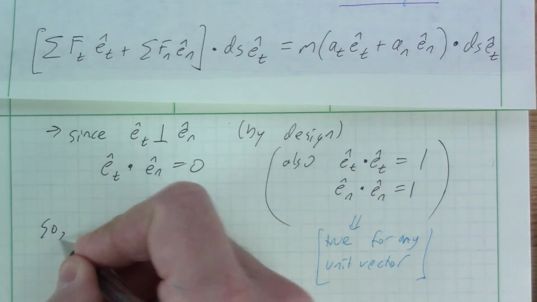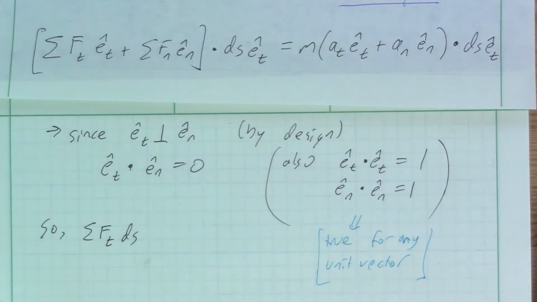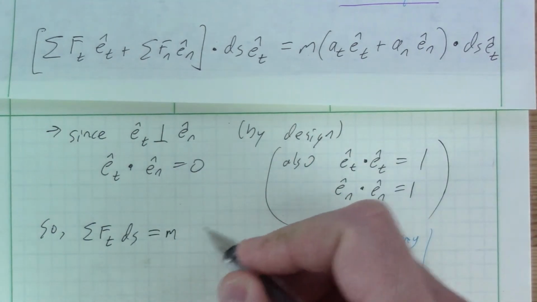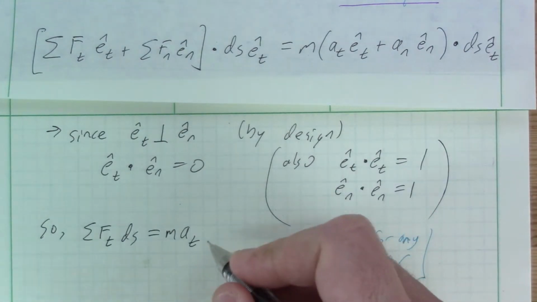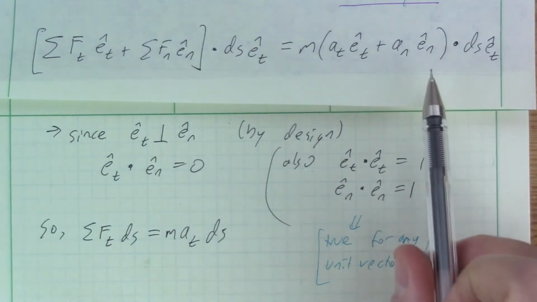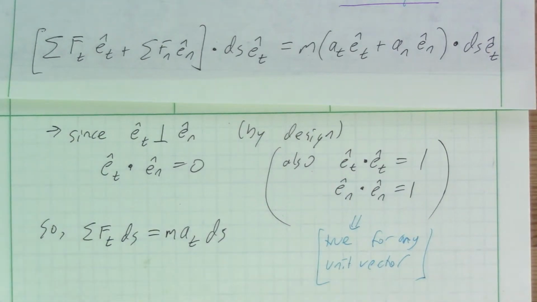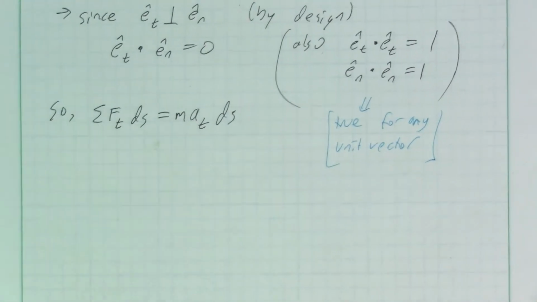So the sum of the forces in the tangential direction times ds. And again, there's no vector anymore, right? The e_t dotted into e_t is just 1 as a scalar. That's going to equal mass times the acceleration in the tangential direction times ds. And again, e_t dotted into e_t is 1, and e_n dotted into e_t is 0. All right, so this is it. And it's a scalar equation. Okay, we're getting there.